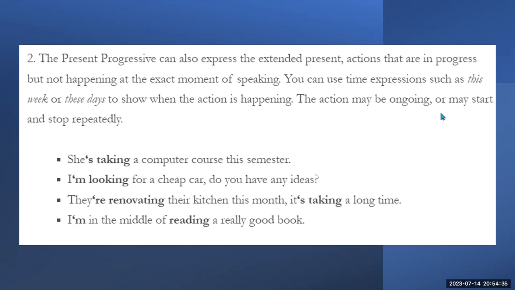Mencionen. Ella estará tomando un curso de computación este semestre. Ok. Está dando una idea general, no significa que ya lo lleva. Los planes están ahí, por eso se extiende el espacio. El segundo ejemplo. I'm looking for a cheap car. Do you have any idea? ¿Qué es lo que dice ahí? Estoy buscando un coche barato. ¿Tienes alguna idea? Ok, es una acción que va a seguir hasta que encuentre el carro.